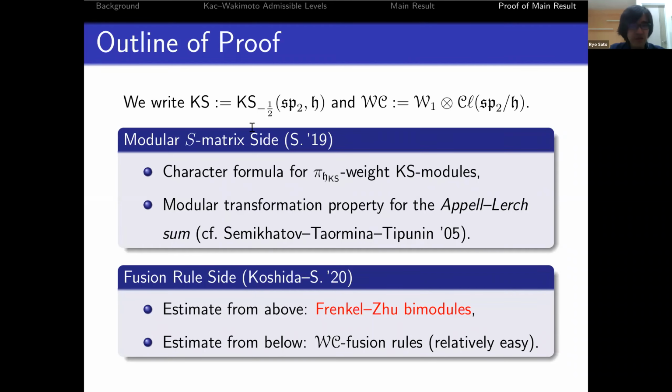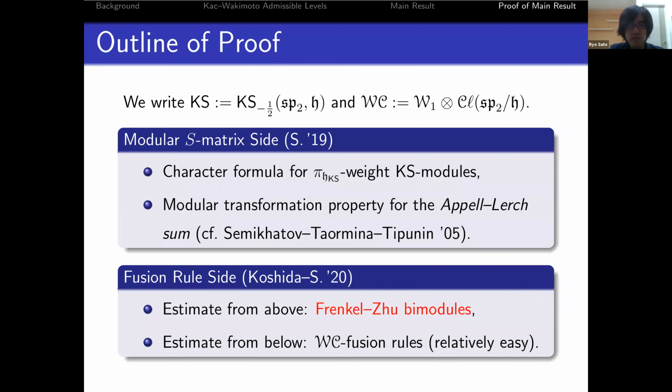Then, by using the equivalence between affine and Kazama-Suzuki modules, we can get the corresponding character formula for weight modules on the Kazama-Suzuki side. Then we can see that the corresponding atypical modules have atypical characters which are written in terms of the so-called Appell-Lerch sum. The Appell-Lerch sum is known as mock modular forms, and their modular behavior is well studied, for example in the paper by Semikhatov, Taormina, Tipunin, and other papers. So we can compute the corresponding modular transformation property of atypical characters.